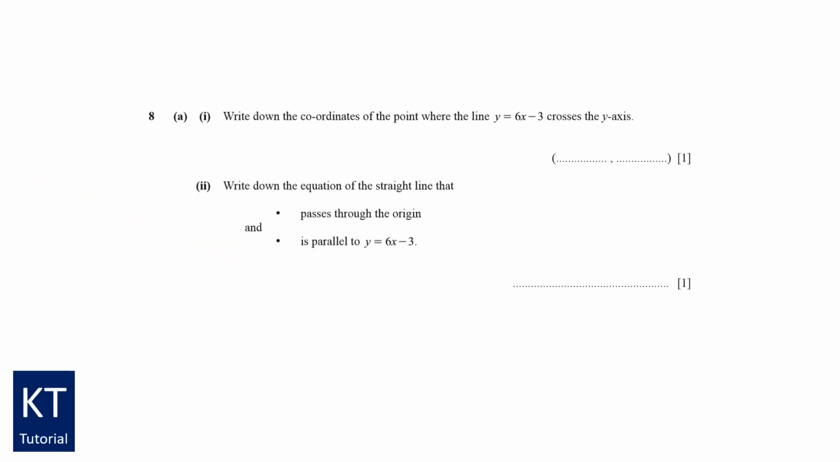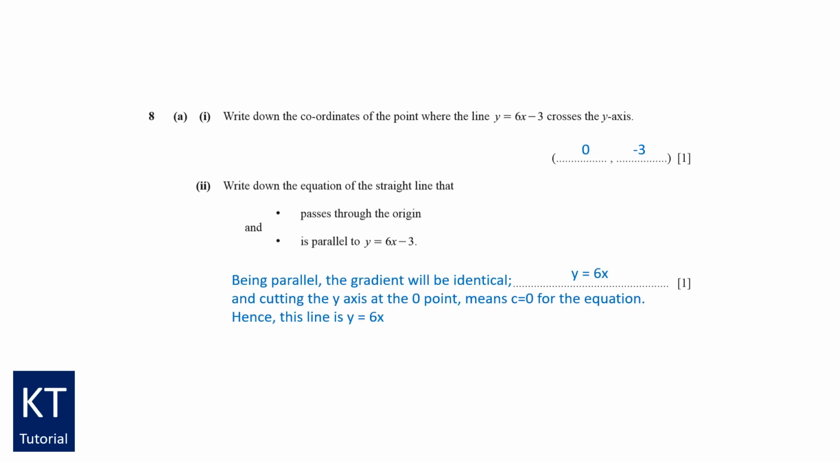Question 8a1. Write down the coordinates of the point where the line y equals 6x minus 3 crosses the y-axis. The coordinate is 0, minus 3. Next, write down the equation of the straight line that passes through the origin and is parallel to y equals 6x minus 3. Being parallel, the gradient will be identical. And being a line that cuts the y-axis at the 0 point, it means c equals 0 for the equation. Hence, this line is y equals 6x.